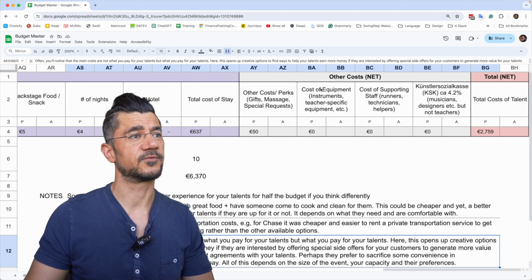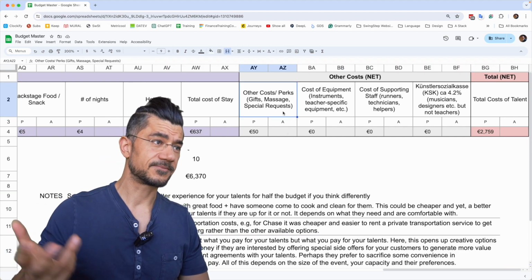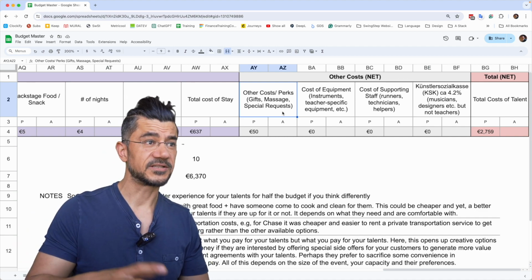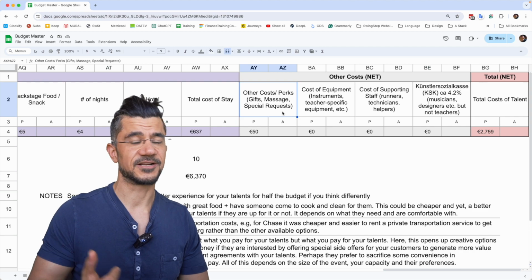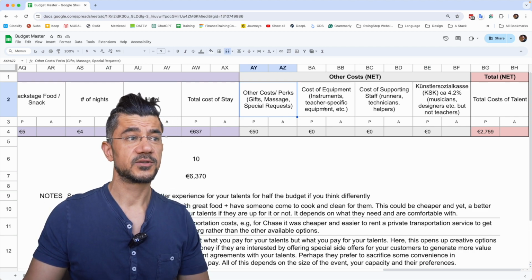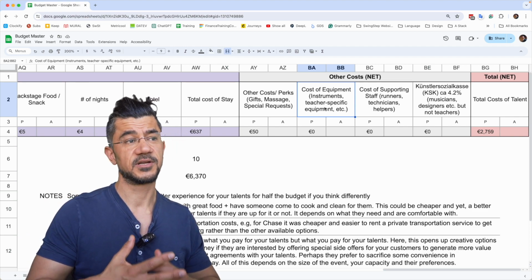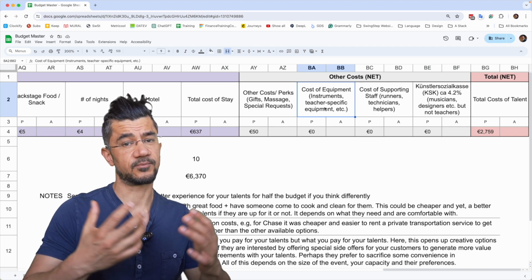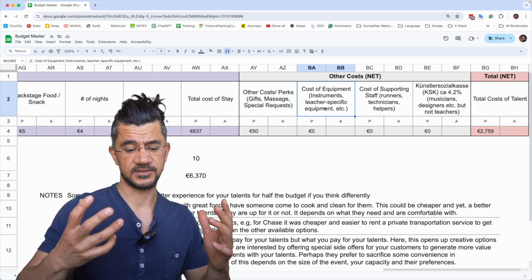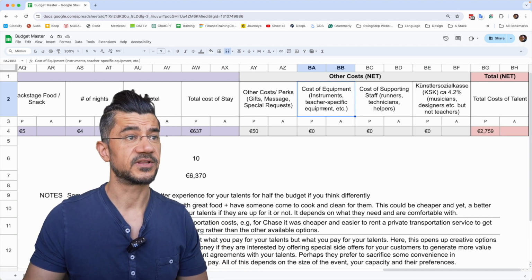Then you shouldn't forget about the other costs that are associated with this. For example, sometimes we want to give event merch to our talents. Sometimes we want to give them extra things like a massage or other kinds of experiences. But there's also equipment cost. If you have musicians, you might need to rent special or professional instruments. If the MC or the teachers want to have special equipment, you might need to rent that.